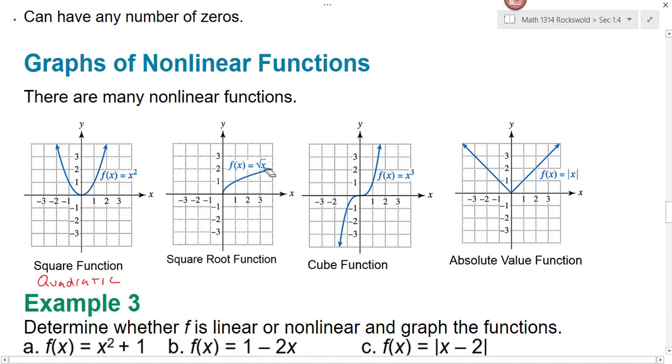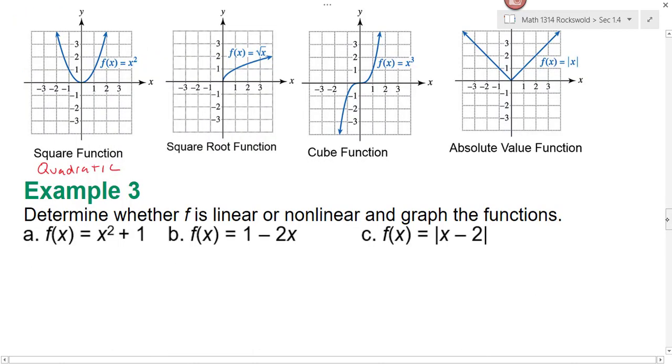This is the square root function, a cubic function, and then an absolute value function. Later on this semester, we're going to look at how to graph these using transformations. So it's a good idea to memorize what these parent functions look like. But don't worry, I'll go into greater detail when that time comes.